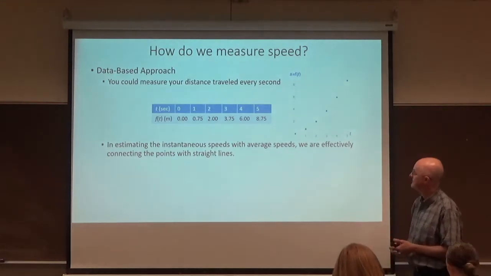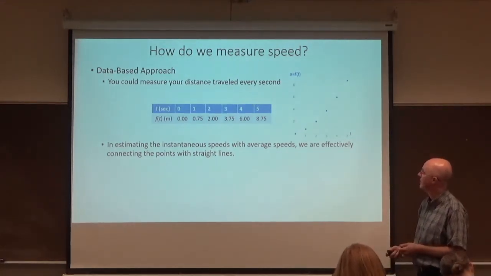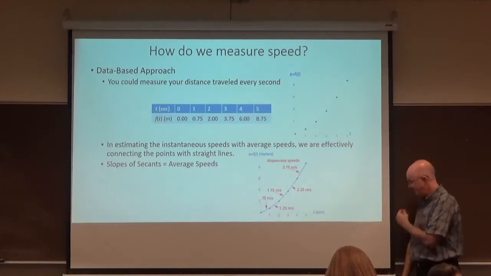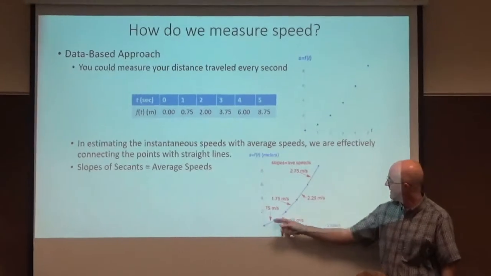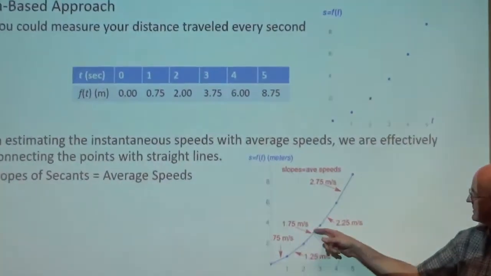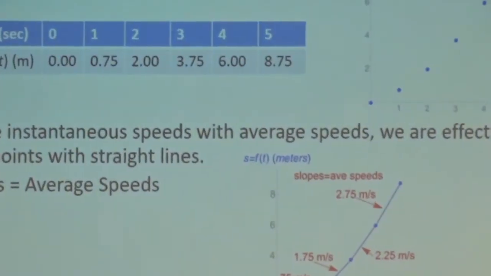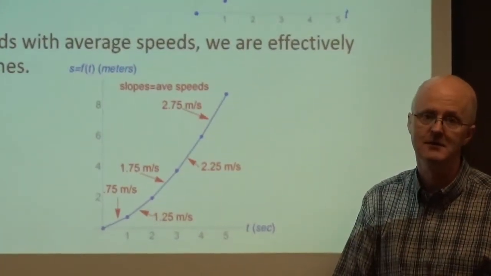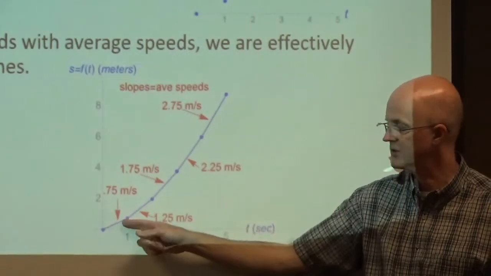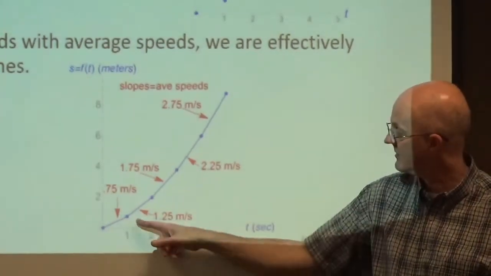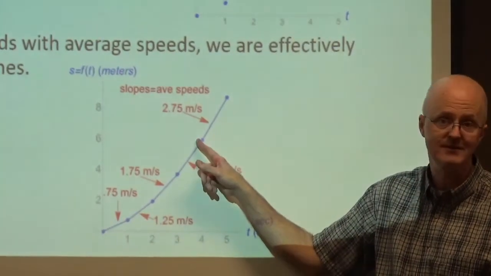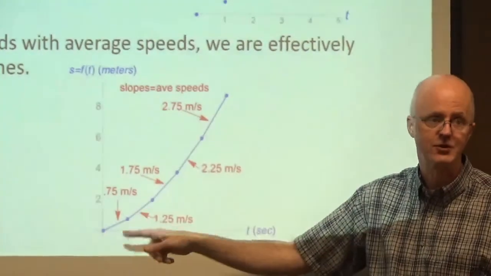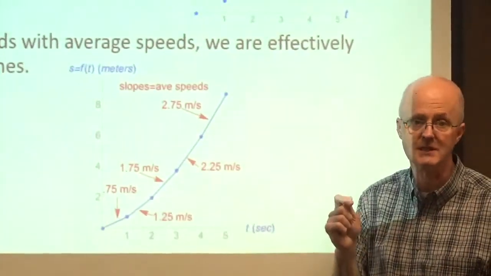But we can estimate the instantaneous speeds with average speeds. We're effectively connecting them with straight lines like I mentioned. And the slopes of the secants are the average speeds. Okay, so I have the data. Those are the points. I went ahead and connected them with straight lines. That's not the true graph of the true distance traveled. In all likelihood, very strange for the true distance traveled to have corners in the graph. In all likelihood, in real life, the true distance traveled would be not just continuous, but smooth.